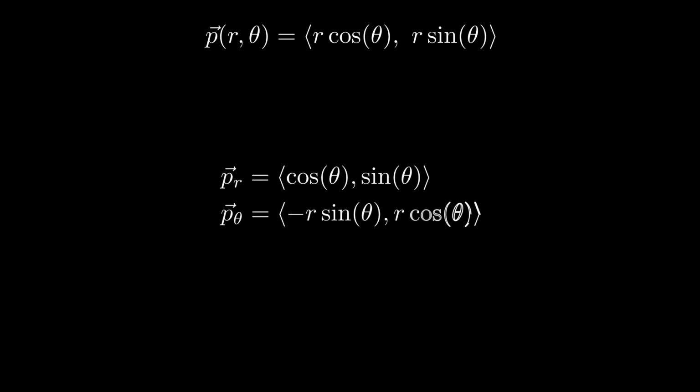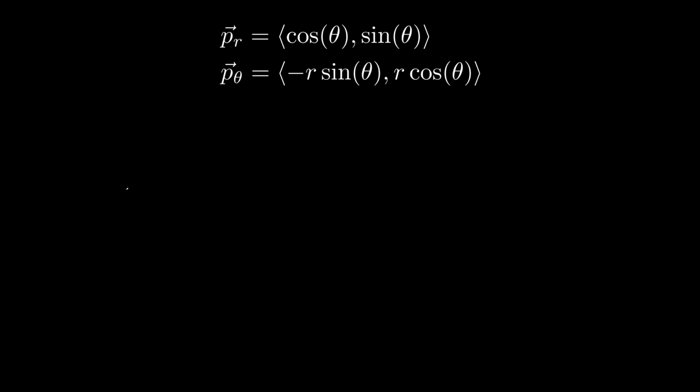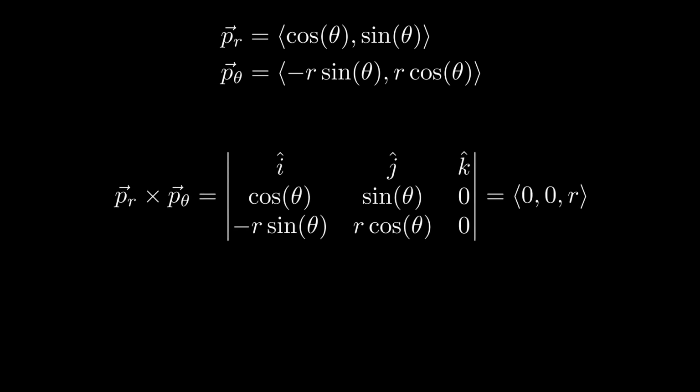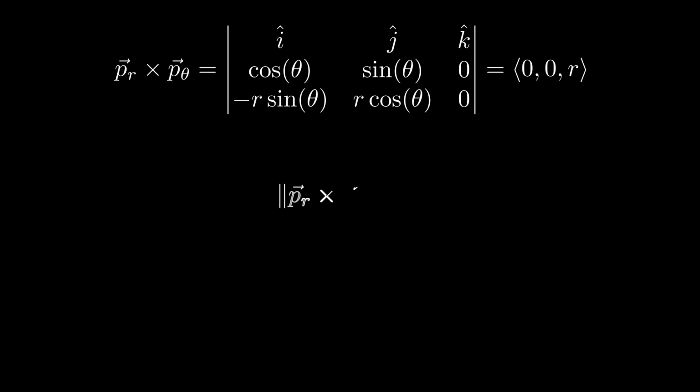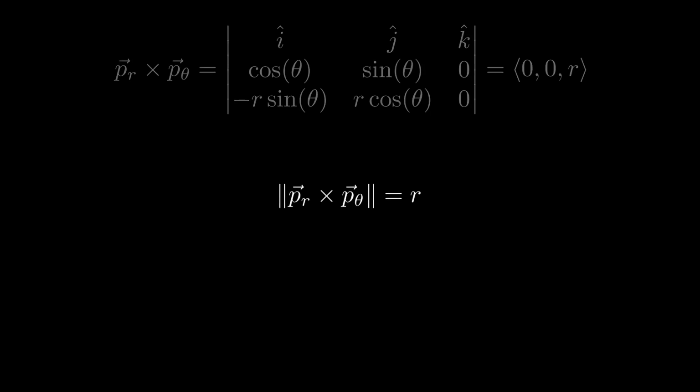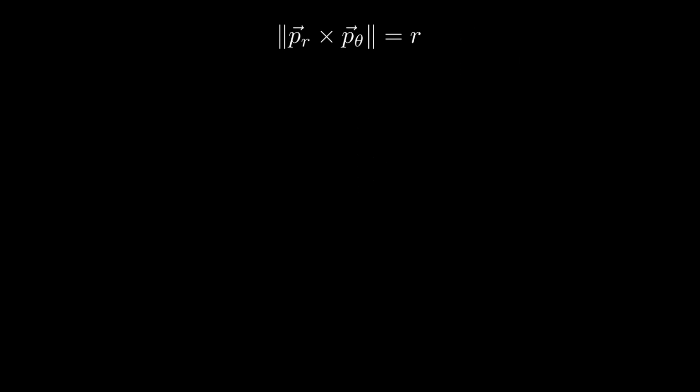Just like before, let's calculate P r and P theta, the partial derivatives. Calculate the cross product. Take the magnitude. And finally, plug it back into our formula. And there we have it. dA equal to r dr d theta.